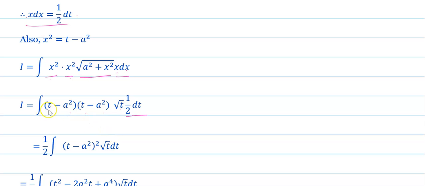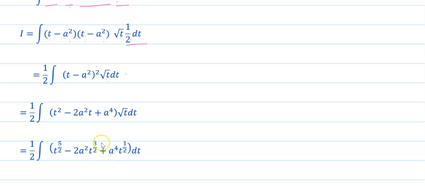Now what about this bracket? t minus a square into t minus a square, that is t minus a square bracket square, and this is the root t. Take 1 upon 2 outside this integral sign. And hence the integral of t minus a square bracket square into root t into dt.